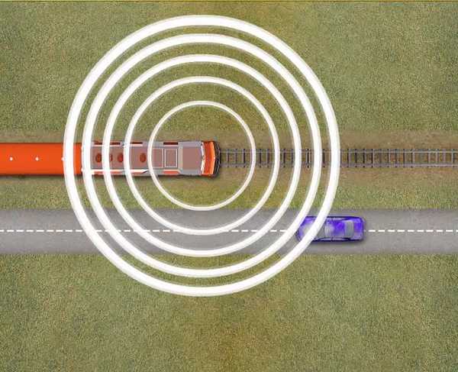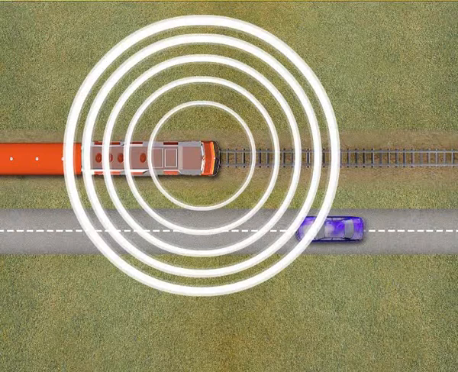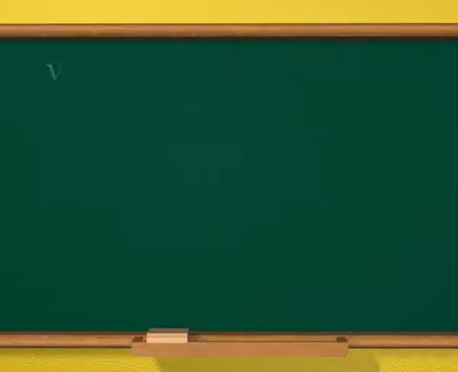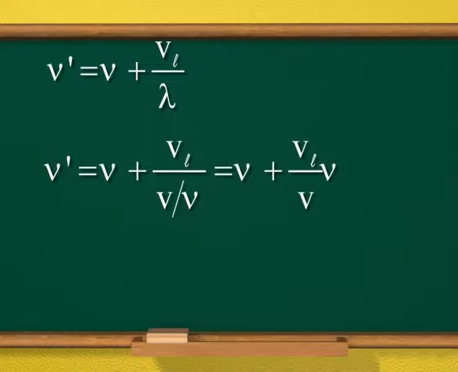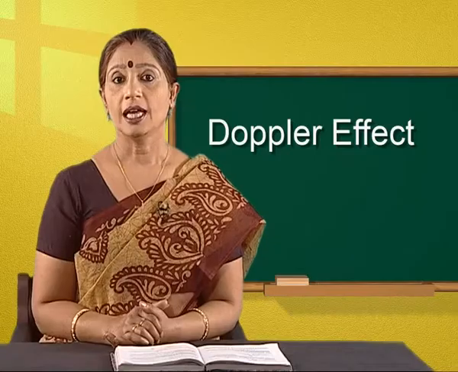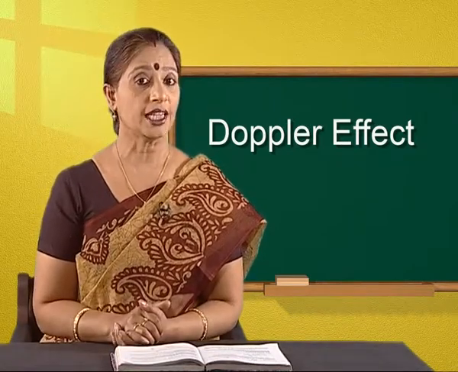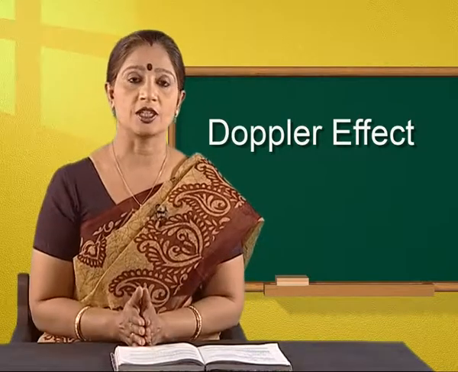If the listener is in motion with velocity vl towards the stationary source, then the listener will receive some more waves and the extra number of waves would be equal to vl by λ. Therefore, the apparent frequency of the sound ν' would be equal to ν plus vl by λ. On substituting the value of λ, we get ν' equal to ν plus vl upon v by ν, or ν' is equal to (v plus vl) by v into ν. It is clear that ν' is greater than ν. Hence, the pitch of the sound appears to increase when the listener moves towards the stationary source of sound.